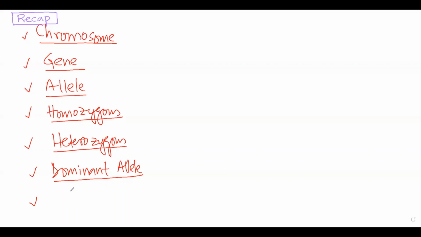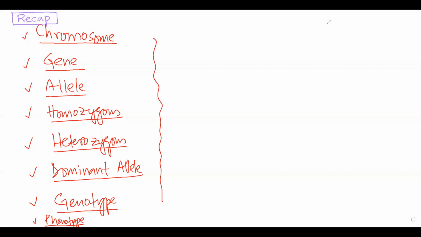And what else did we do yesterday? Homozygous, heterozygous, genotype. Genotype is the combination of alleles. And children, one more on the recap was phenotype, the physical appearance. Yes or no? Outcome of genotype. So this is all the recap so far. Let's go on to some new things.